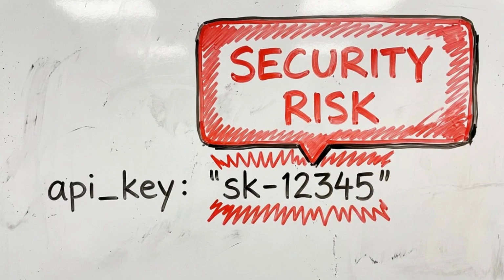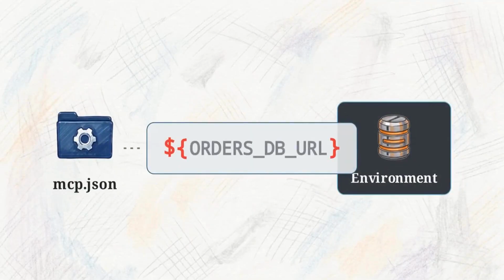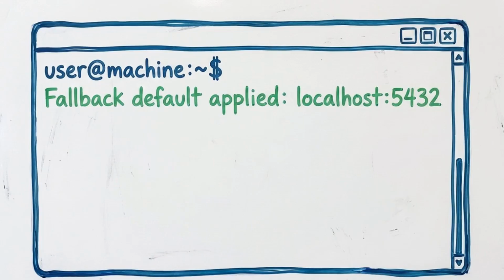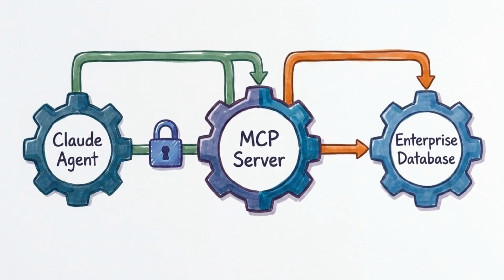There is a strict security constraint here. Plain text secrets and API tokens must never be committed to this file. Instead, we use environment expansion syntax to securely inject variables at runtime, passing tokens right from the environment. Setting fallback defaults within that expansion syntax ensures local development stability without ever compromising production credentials.